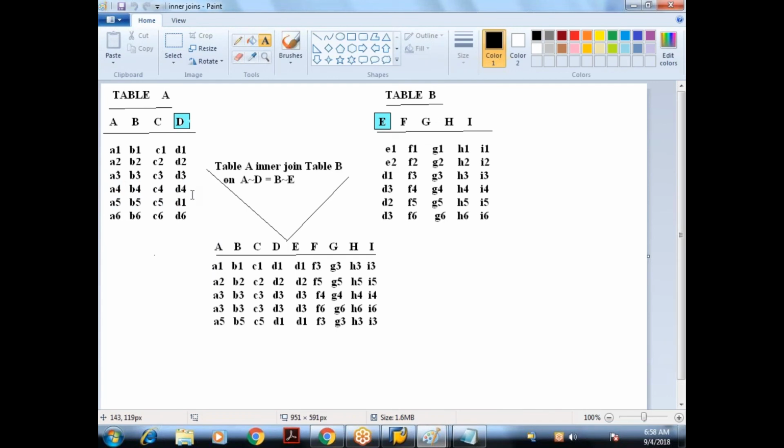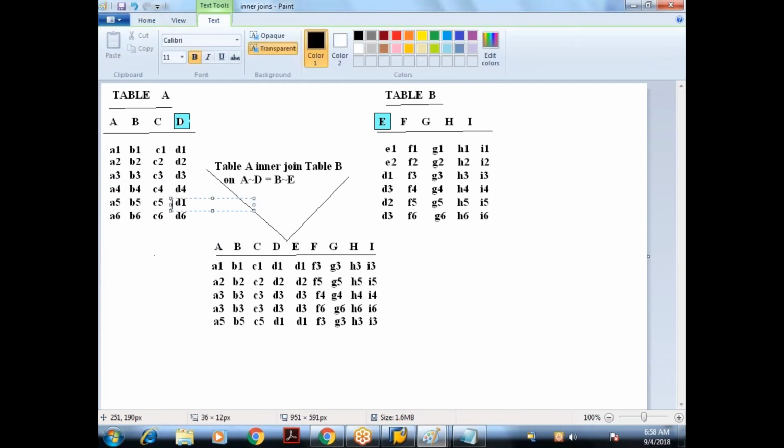What is the compared field value? D1. Is D1 matching with any of them? Yes, it is matching in the right hand side table. So we'll pick up that A5, B5, C5, D1. What is the matching row combination? D1, F3, G3, H3, and I3. Done. Then the next row. What is this value? D6. Do we have D6 in the right hand side? No. There is no matching row in the right hand side, so it will ignore the left hand side row also.